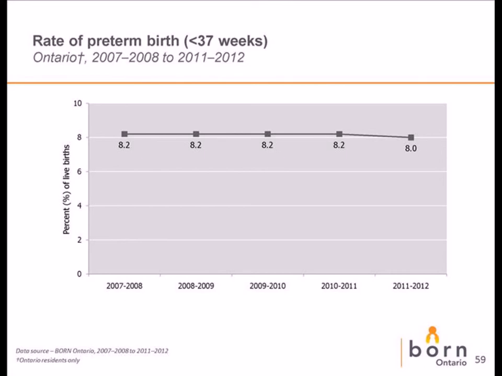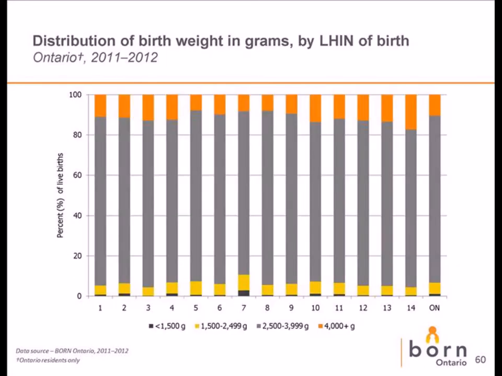And this is the rate of preterm birth in Ontario. Really important as an indicator of longer-term health. And so getting to the bottom, I mean, many, many people have been working on solving the preterm birth issue. But I think, you know, we have much work to do, but we seem to have a little bit of a decrease, which is good.